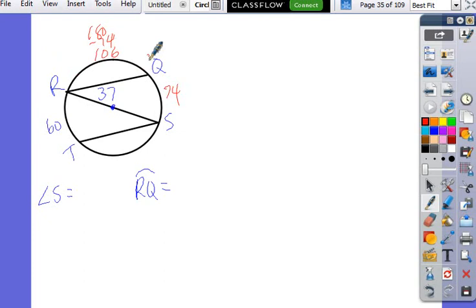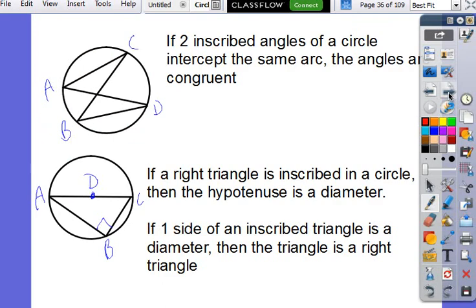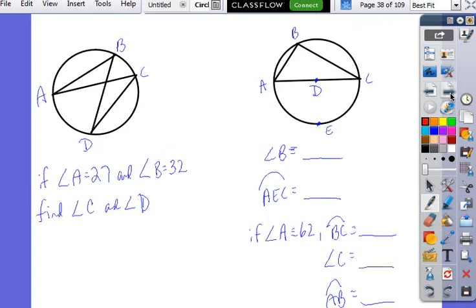If arc RT is 60, then how much is angle S? 30. So how much is arc TS then down here? 120, because there's a semicircle right there, so 180 minus the 60. This part here should be easy. Which two ones match over there? A and D are going to be the same. This one matches that one, and then these two match each other.